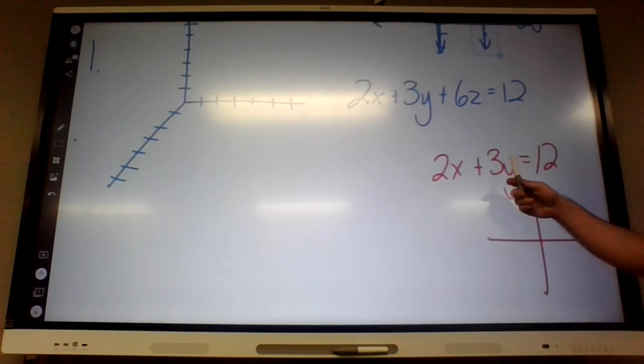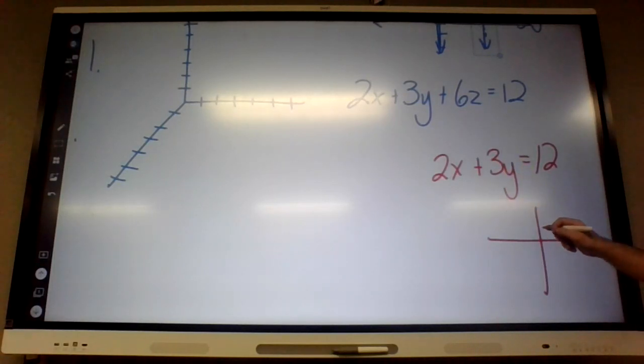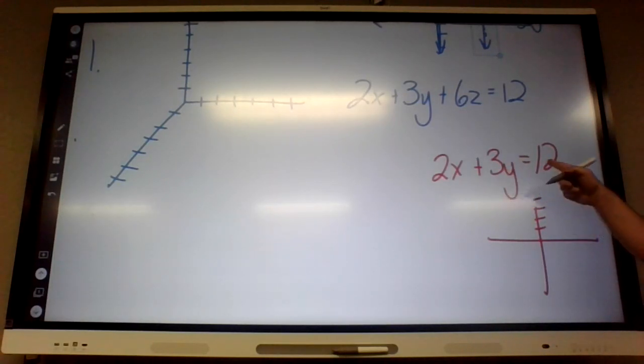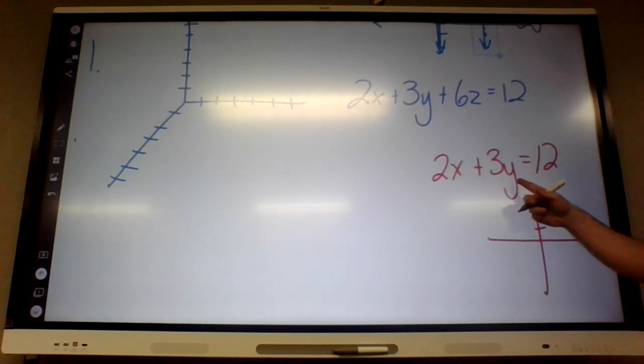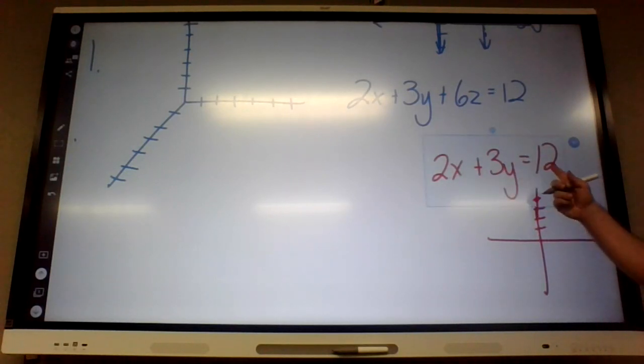Yeah, if I put in 0 for x, then y would be 4, because 3 times 4 equals 12. So 0, 4, that would be the y-intercept. So you just make the x value 0. If I put in 0 for y, I get 2x equals 12. X would be 6. So it would be like out here. So then you connect the dots, and that would be the line.